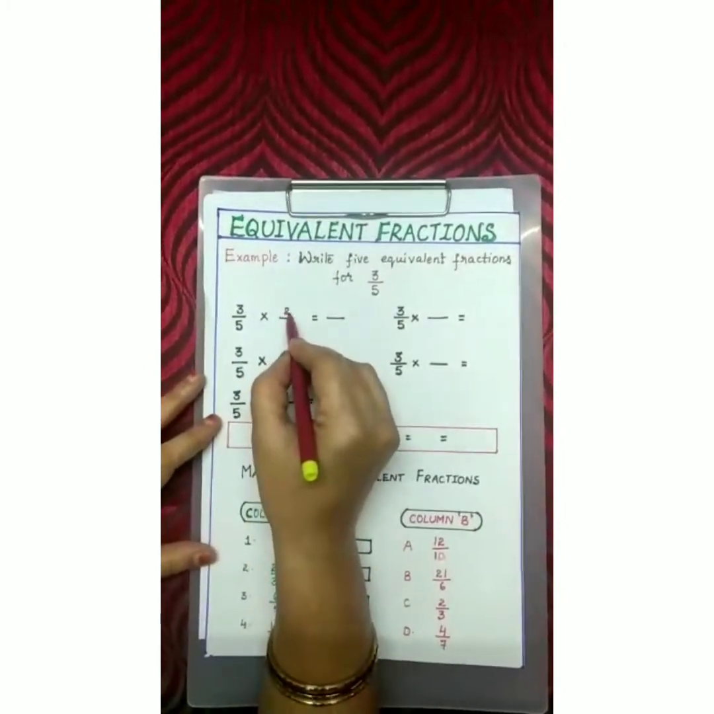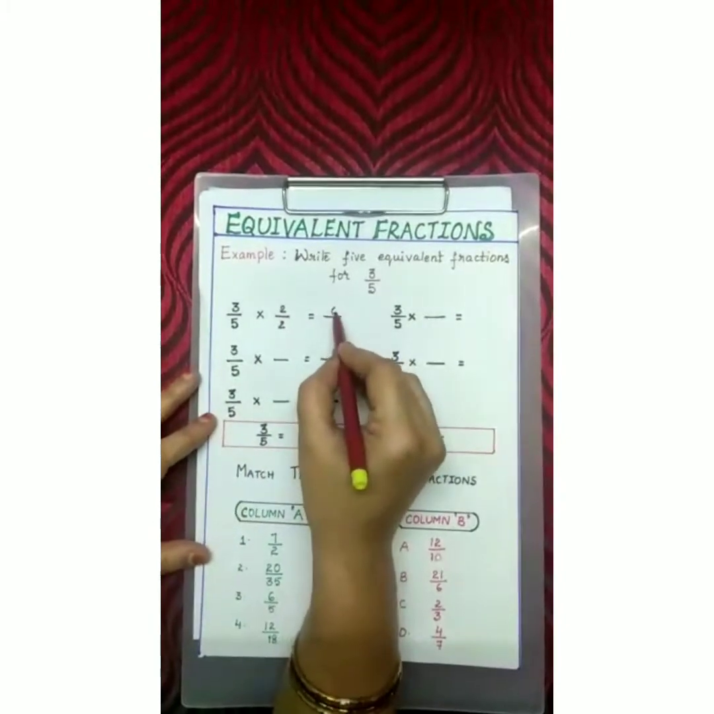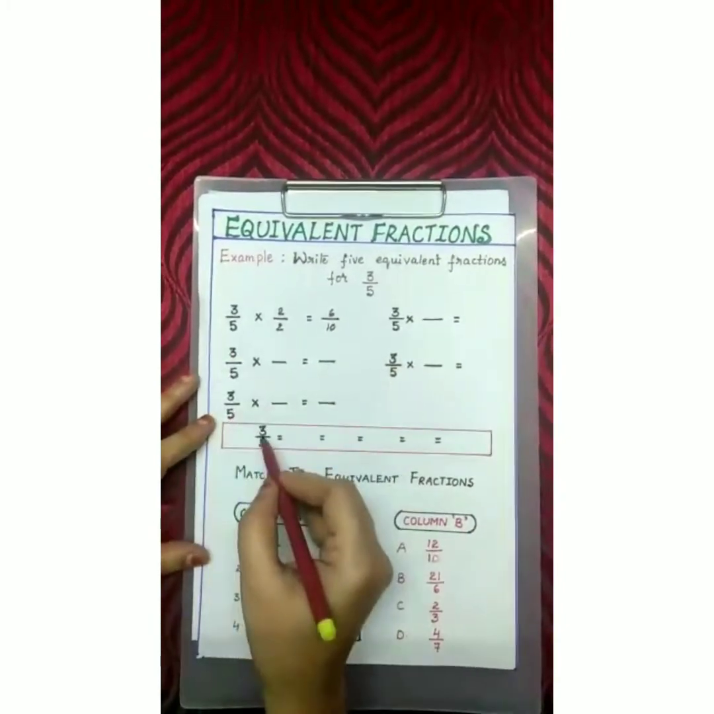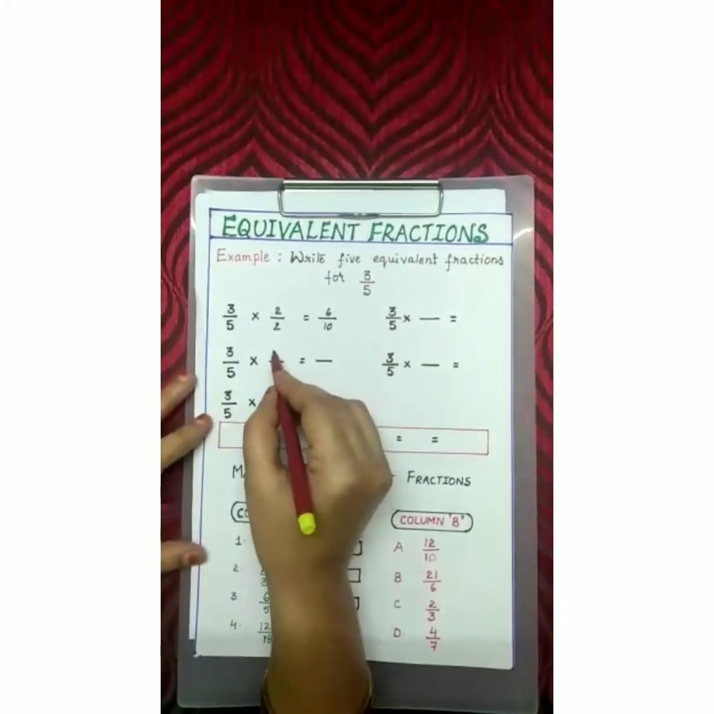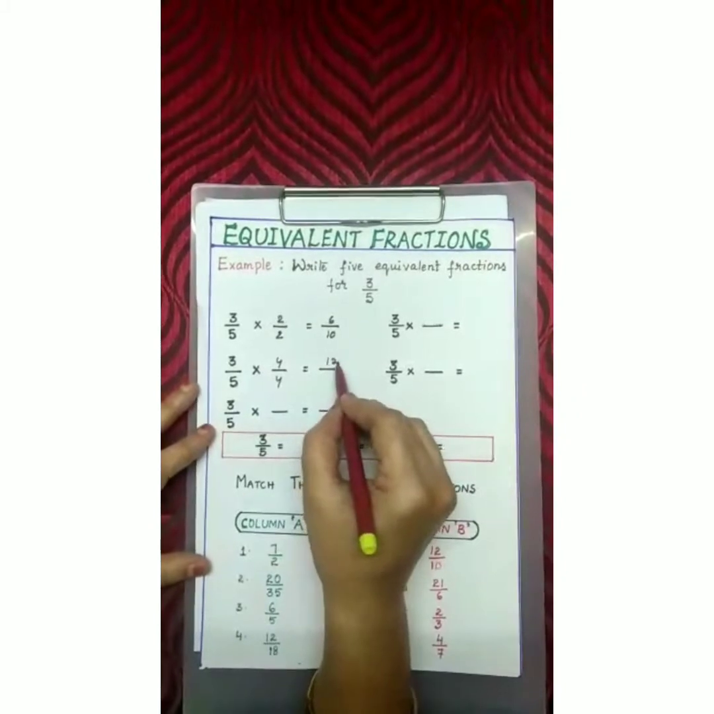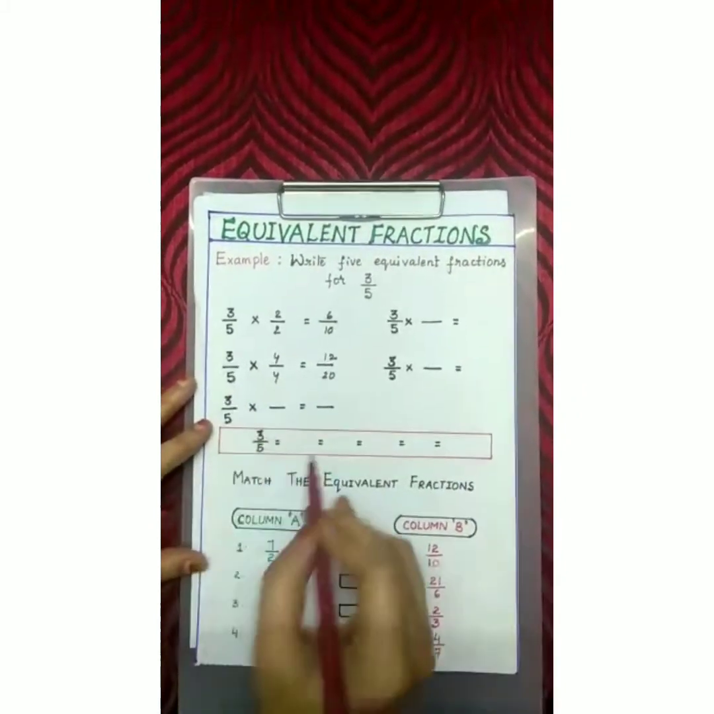Now let us take 2 here. Any fixed number you can take. 3 2s are 6 and 5 2s are 10, where this 6/10 is equivalent to 3/5. Now take one more fixed number, 4. 3 4s are 12 and 5 4s are 20, where this 12/20 is equivalent to 3/5.